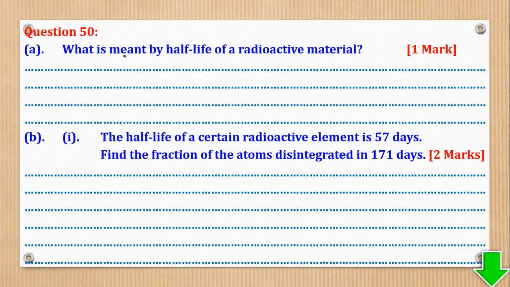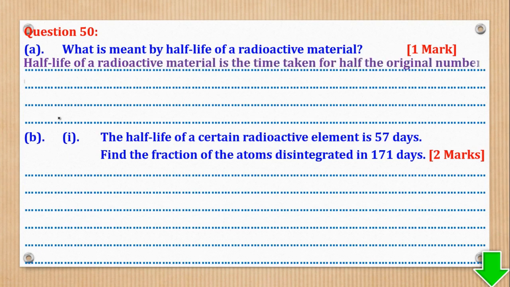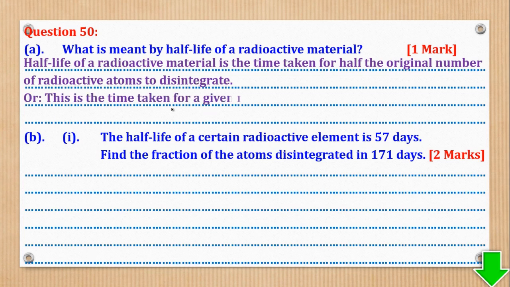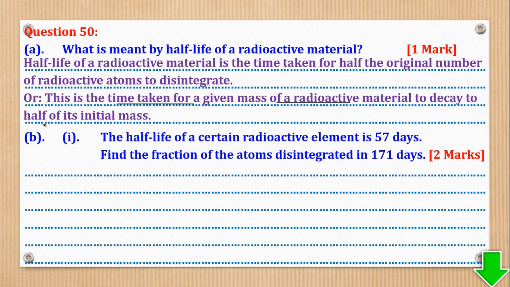Question 50, part A says, what is meant by half-life of a radioactive material? So half-life of a radioactive material is the time taken for half the original number of radioactive atoms to disintegrate. Alternatively, it is the time taken for a given mass of radioactive material to decay to half of its initial mass.